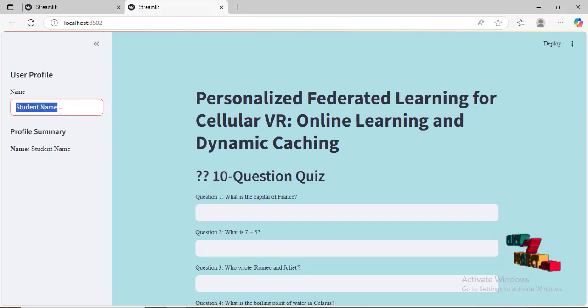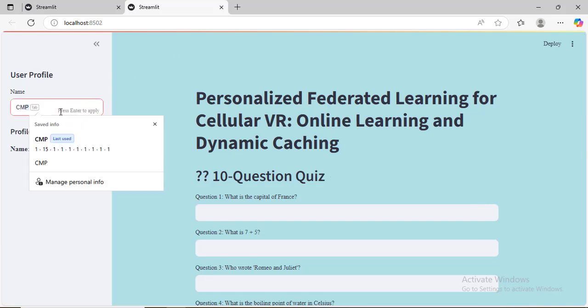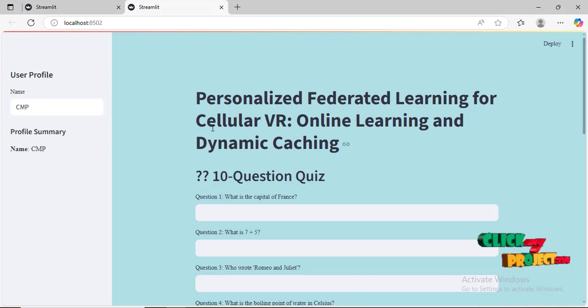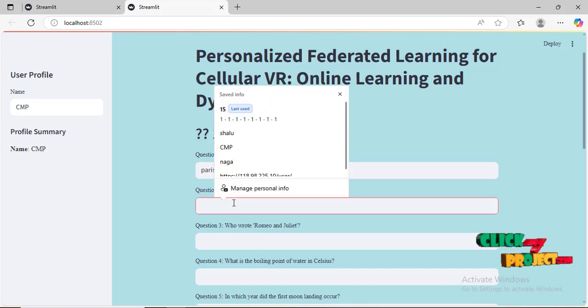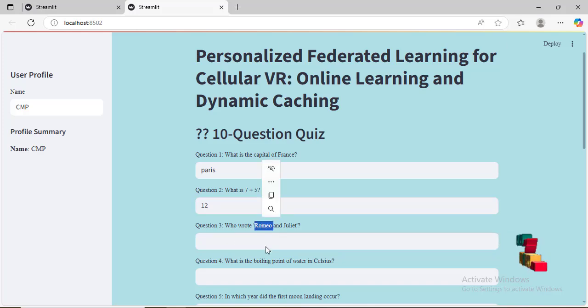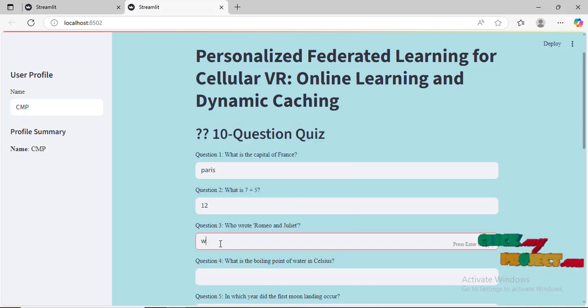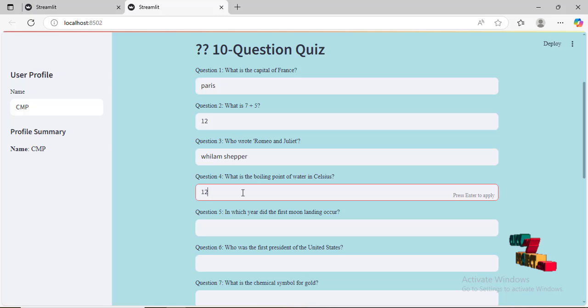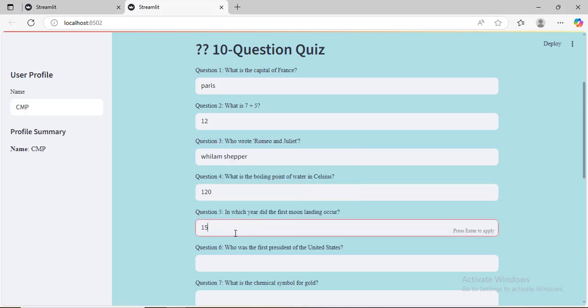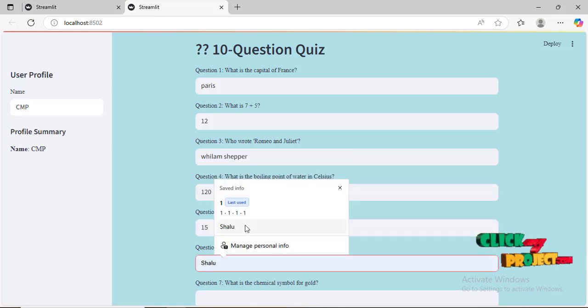The student's name, we have entered CMP. Then the questions: what is the capital of France? Paris. Who wrote Romeo and Juliet? I think William Shakespeare. Then the boiling point of water, 120 degrees, and I am entering some date for the president.